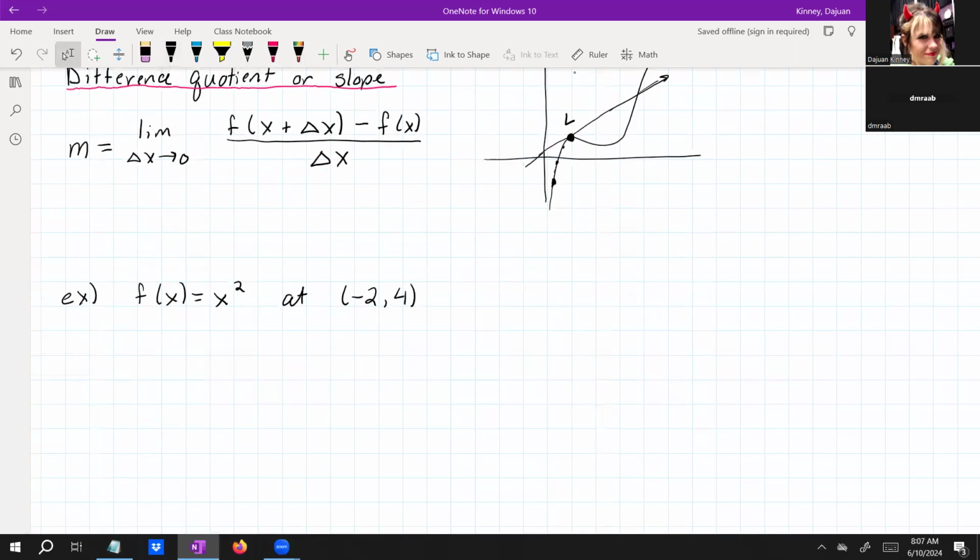Okay, so I'm going to use the difference quotient above to find the slope of, actually, I'm just going to find the line. So find the tangent line.